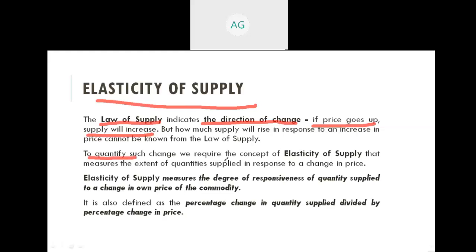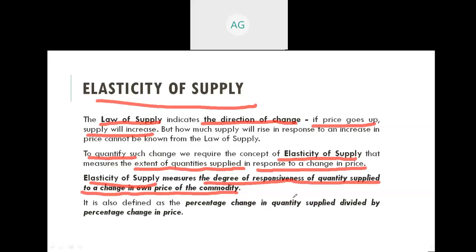To quantify such change, we require the concept of elasticity of supply, which measures the extent of quantity supplied in response to a change in price. This is basically the definition of elasticity of supply. It can also be defined as the degree of responsiveness of quantity supplied to a change in the own price of the commodity. This is the next definition.